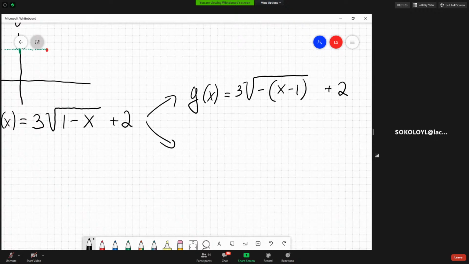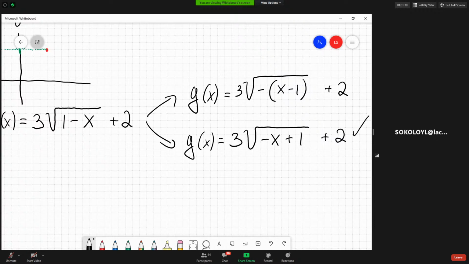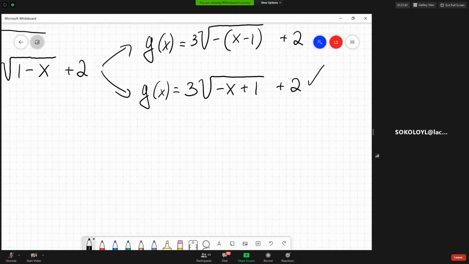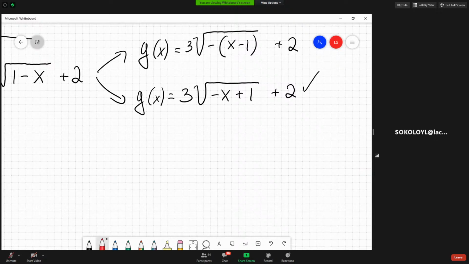So instead, we would do what was mentioned in the chat, which is we can just change their order. We could put negative x plus 1, and then we have plus 2. So that is the option that I will go with. Now, our parent function here is the square root function, but we have a lot of transformations. So let's see if we can keep track of them and also their order.